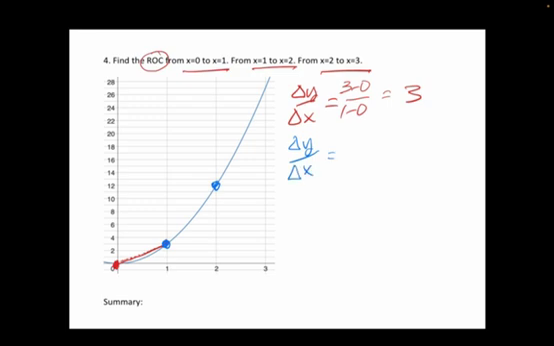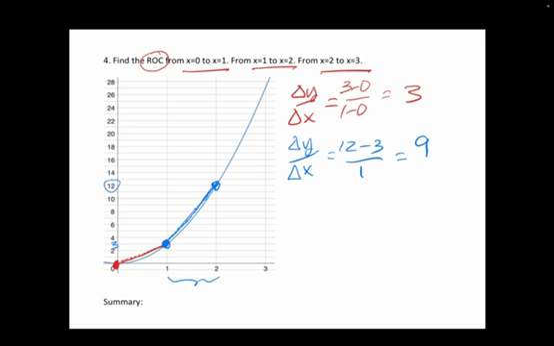The change in y, it looks like y is 12 for the second point, and y is maybe 3 for the first point. And then the difference in the x's is still 1. So that rate of change is going to be 9. 9 over 1, or just 9. And again, what you're essentially calculating is the slope of the line if you were to connect those two points. So the slope of that line would be 9. You notice it's a little steeper. In fact, it's 3 times as steep.